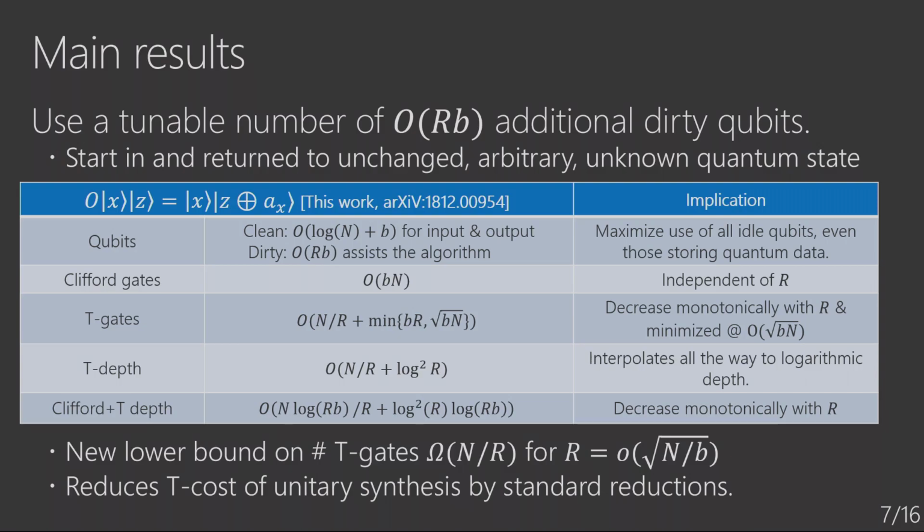Of course, you wouldn't always want to get the square root scaling because T-gates are only a constant factor more expensive than Clifford gates, but this can reduce. Now, if you can make your T-gate cost subdominant to the Clifford cost, then that's pretty awesome. And all of these results imply similar improvements for unitary synthesis and also state preparation just by standard reductions.